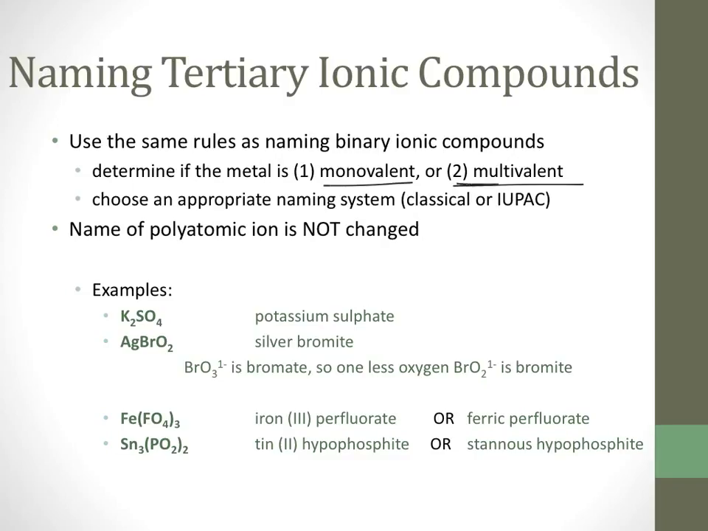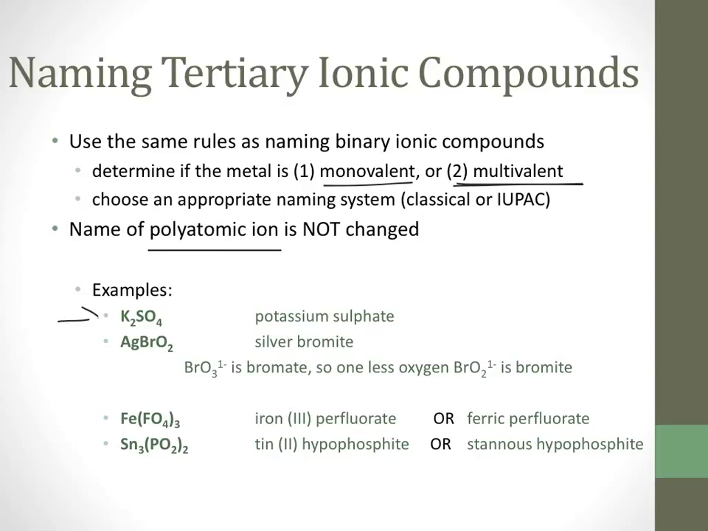And when multivalent, we need to identify the ionic charge of that metal so that that part of the name can be communicated. The second part of the name will be the name of the polyatomic ion, and we don't need to change its name in any way. However, we do need to know how to name polyatomic ions, so you'll see a few examples below.